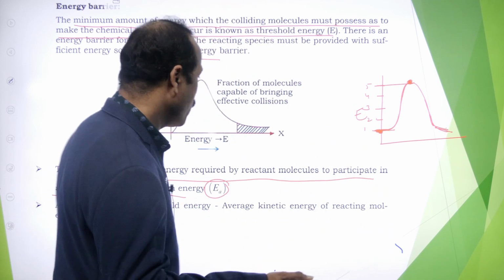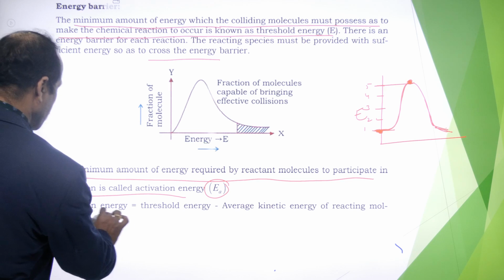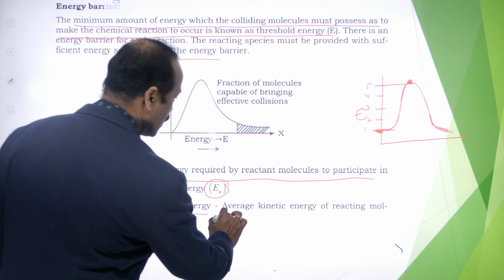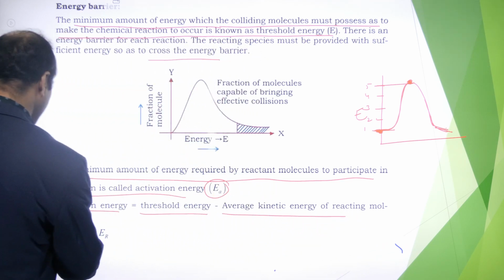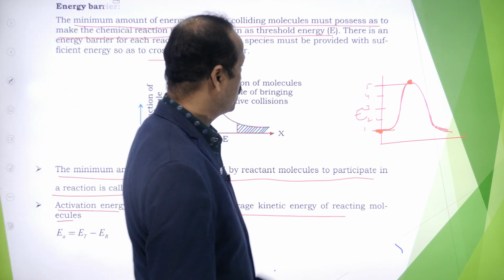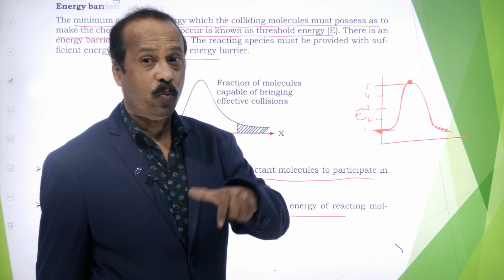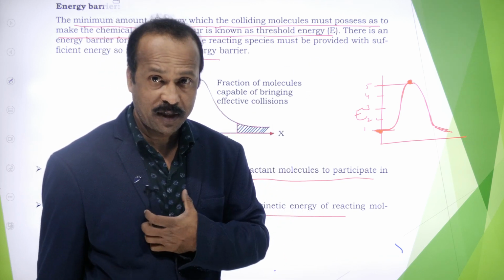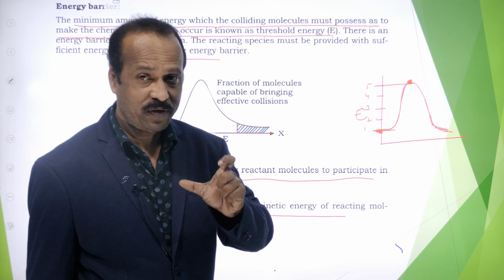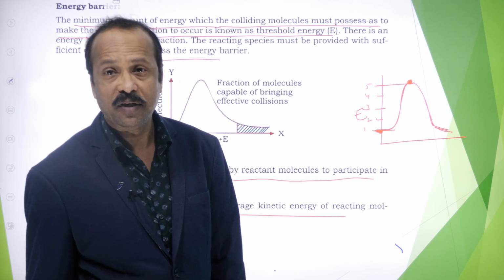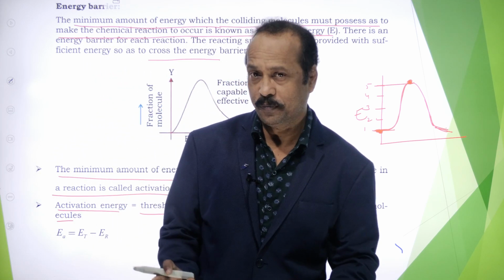Now, how can you get the activation energy here? Activation energy is equal to threshold energy minus the average kinetic energy of the molecule. So, threshold energy is what? That minimum energy required, whatever it is, minus whatever the actual energy possessed by the molecules, that difference is called the activation energy. Clear to you? Any doubt?